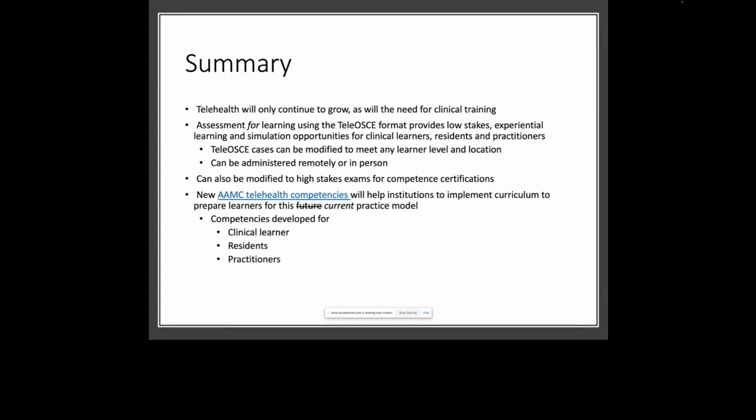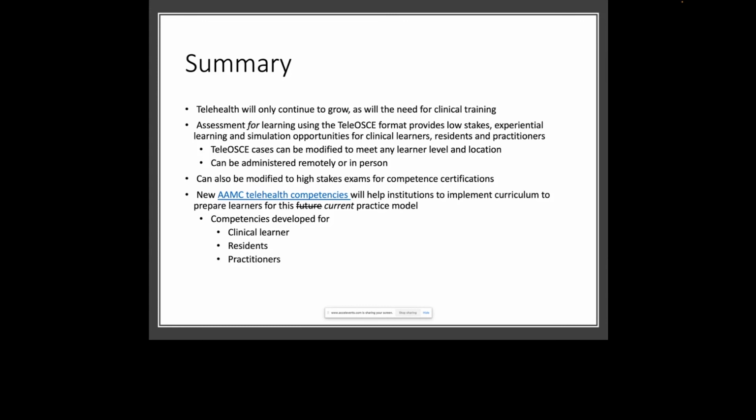And again, these AAMC telehealth competencies are going to help institutions, individuals, practitioners, whomever, implement curriculum that prepares learners for not future, but current practice models. It used to be a future practice model. It is a current practice model. It is in the wild.